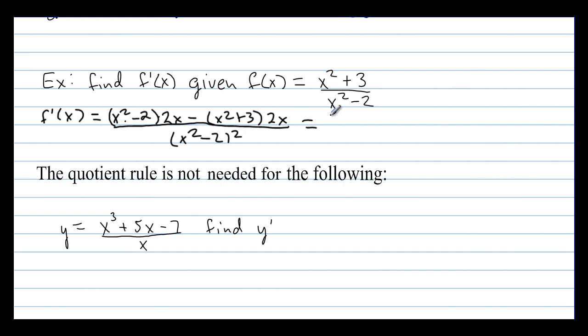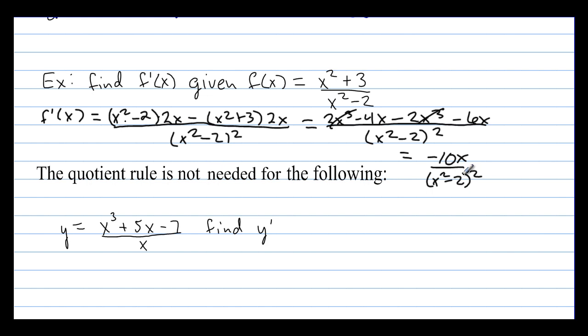So we can clean this up a little bit. We can have 2x to the third minus 4x minus 2x to the third minus 6x all over the bottom squared, x squared minus 2 squared. And that's equal to, let's see, the 2x to the thirds will cancel out. And we have negative 10x over x squared minus 2 squared. And there's the derivative. The quotient rule is not needed for the following. We don't really need the quotient rule for this one.